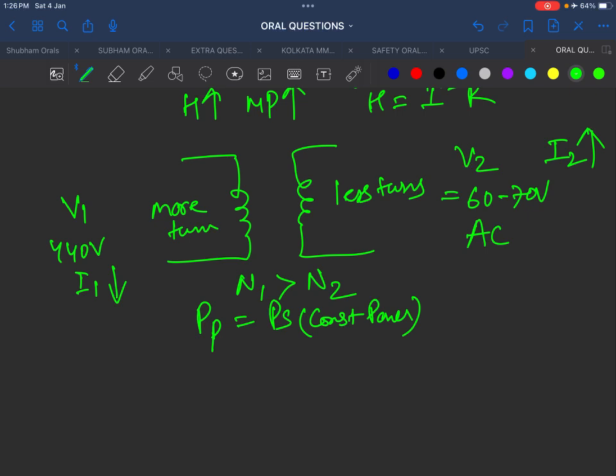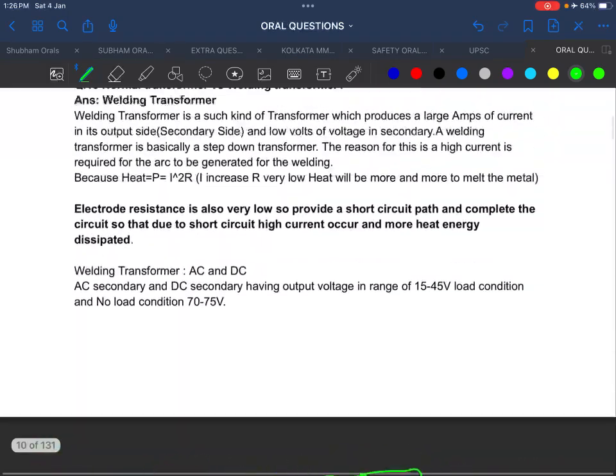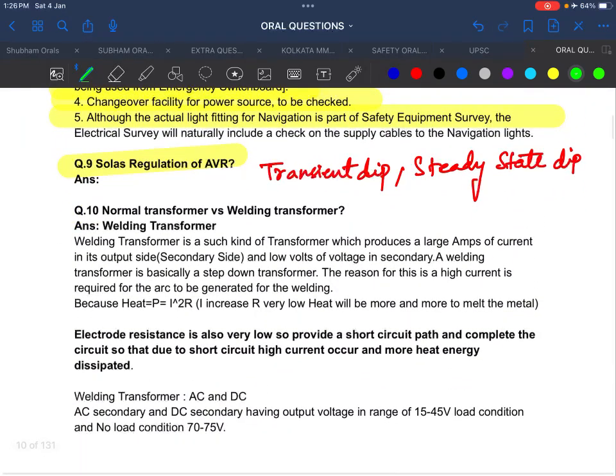So we step down the voltage in this transformer with the help of a variation in the number of turns. When we step down the voltage, the current will increase. If the current increases, the heat will increase. If the heat increases, it will melt the metal very easily, and there is a return cable which takes the return path of the current and completes the circuit. So this is basically a step down transformer, used in welding.